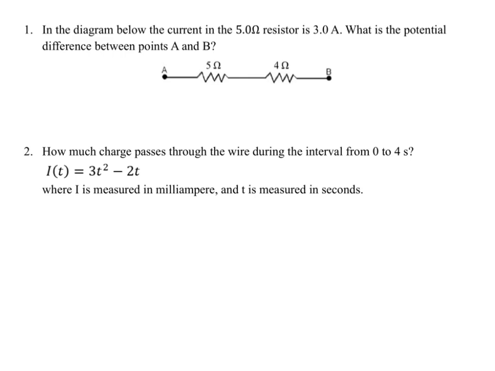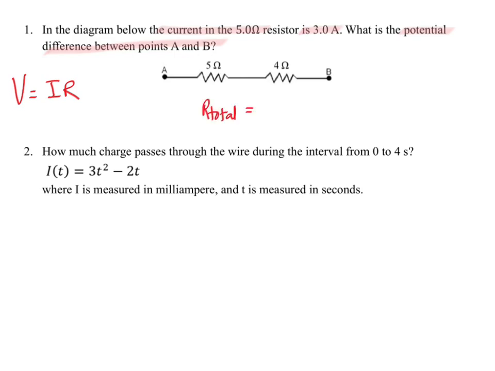In this video, we are going to solve some problems based on electrical quantities. So the first problem: in the diagram below, the current in the 5 ohm resistor is 3 ampere. What is the potential difference between points A and B? So we are going to use the formula for voltage, V equal IR.